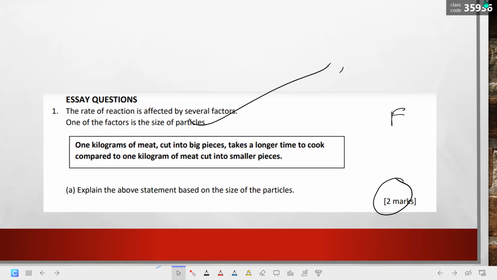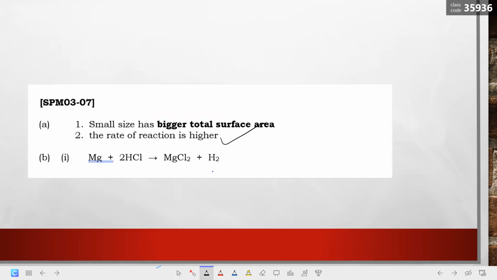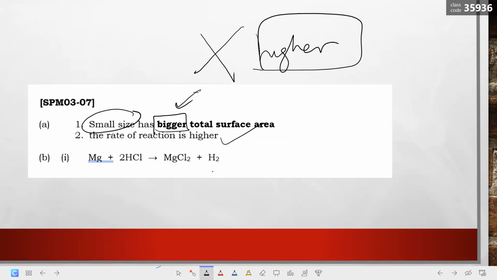The smaller the size of the meat, the larger the total surface area. 1 mark. Thus, it takes a shorter time to cook, or must we say the rate of reaction? No, very good. You can say both. You can also say the rate of reaction. If you look at the marking scheme, it actually says the rate of reaction is higher. But if you say it takes a shorter time to cook, also fine. Small size with larger total surface area. You can use the word bigger. You cannot say the word higher total surface area. No such thing, it doesn't work. Increase total surface area, cannot.